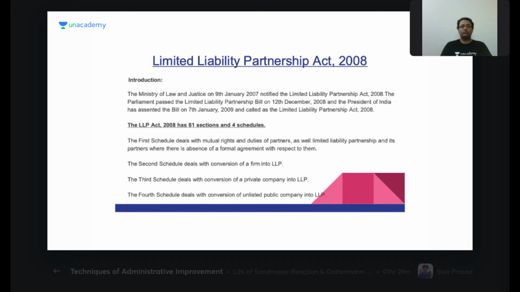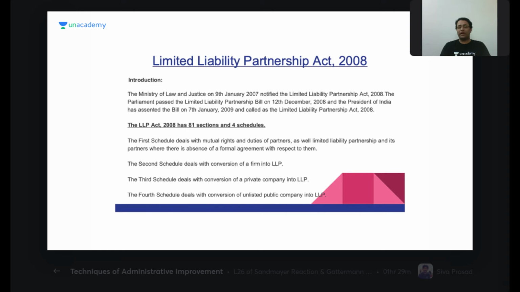All right. So the third schedule deals with conversion of a private limited company into an LLP following various procedures and formalities. The fourth schedule deals with conversion of an unlisted public company into LLP. What is a public company? Can anyone tell me what's a public company? Anyone? What is a public company?